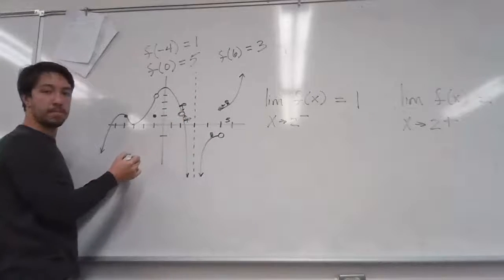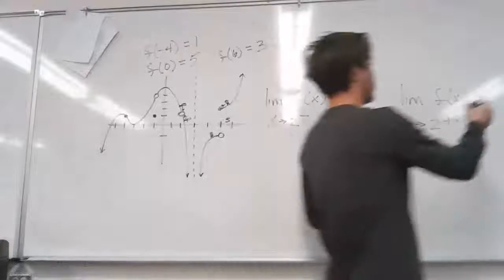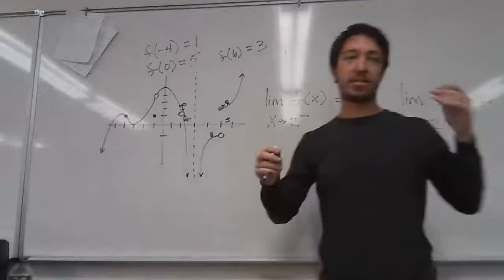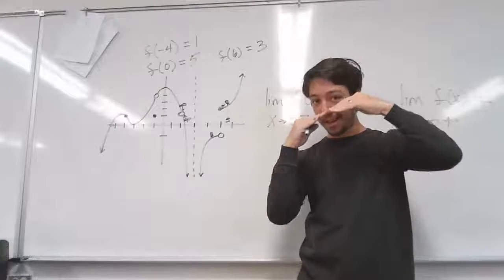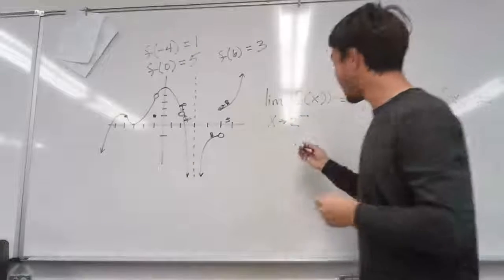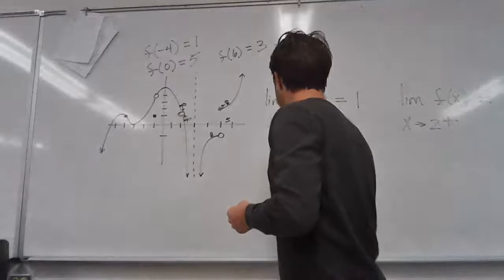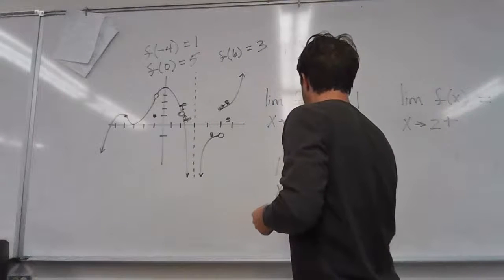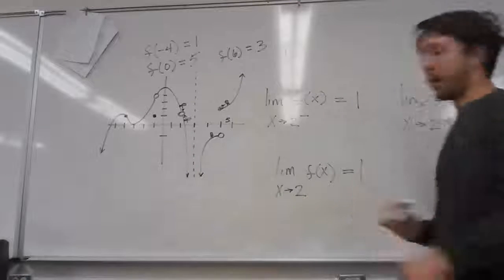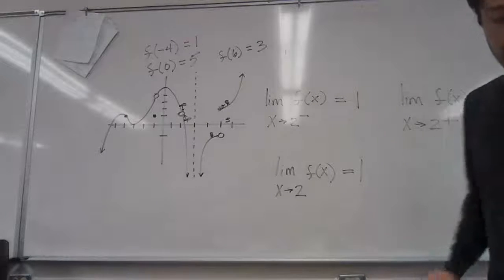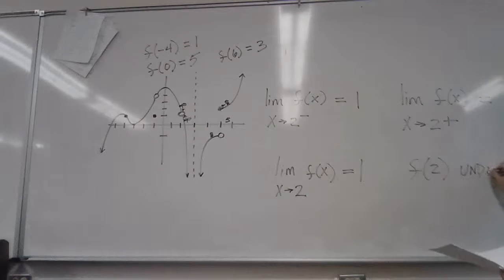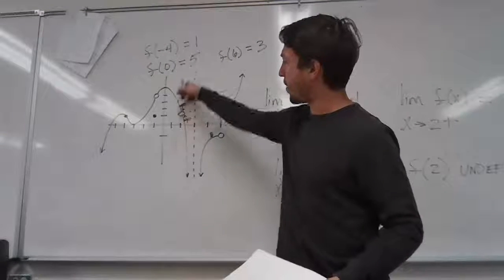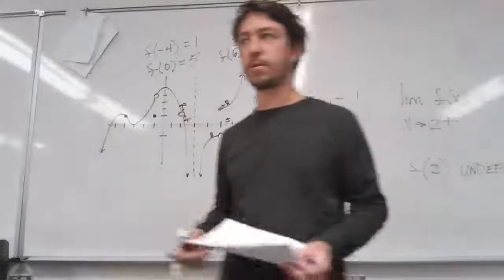If I move to the right-hand side, I'm still approaching the exact same y value. You guys are going to see me doing this a lot. If my right limit and my left limit are the same, if I'm approaching the same value from both sides, the limit exists. So I can say the limit as x approaches 2 is 1. Last thing, f of 2 does not exist, or is undefined, because it's a hole. When x is 2, where's my y value? I don't see any. There's a hole there. There's no y value to talk about.